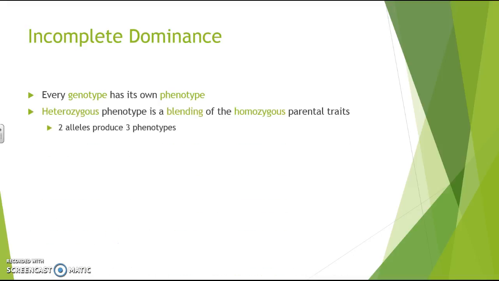So the heterozygous phenotype is a blending of the homozygous parental traits. So if you had big H was long hair and little h was short hair, big H little h would be medium hair. Of course, it's not as simple as that, but that's basically what we're talking about. So we say the heterozygous phenotype blends the homozygous phenotypes.